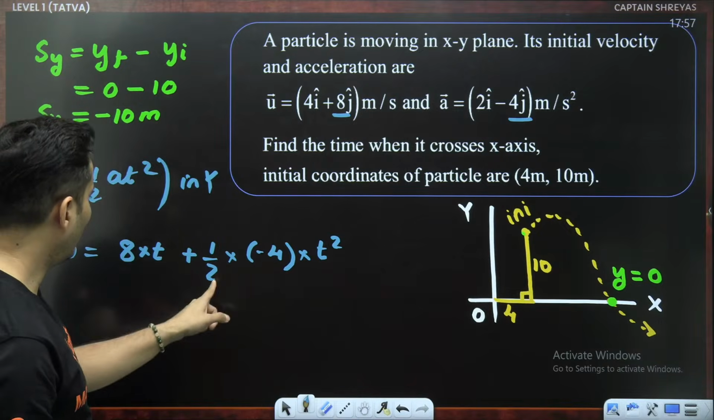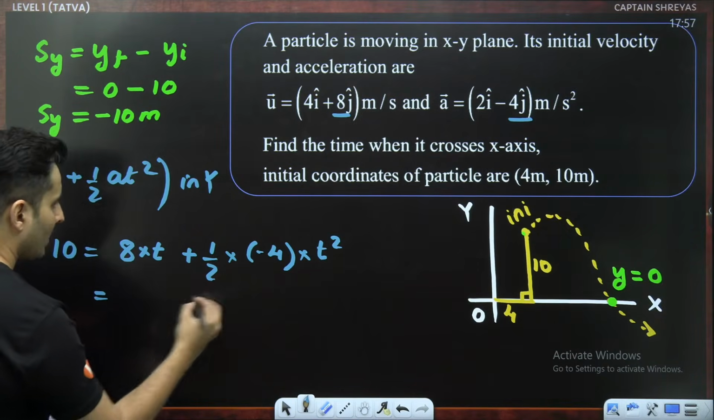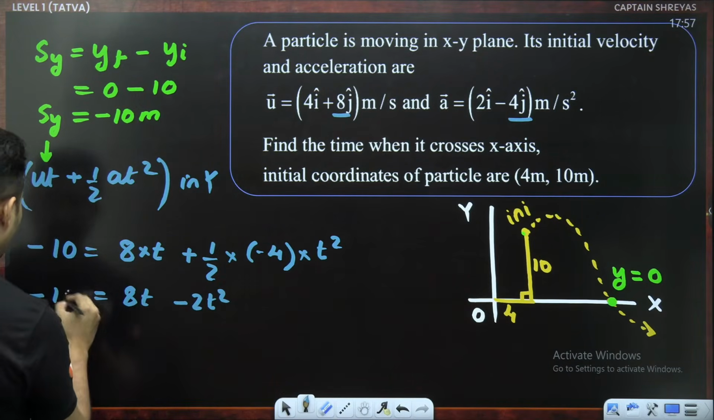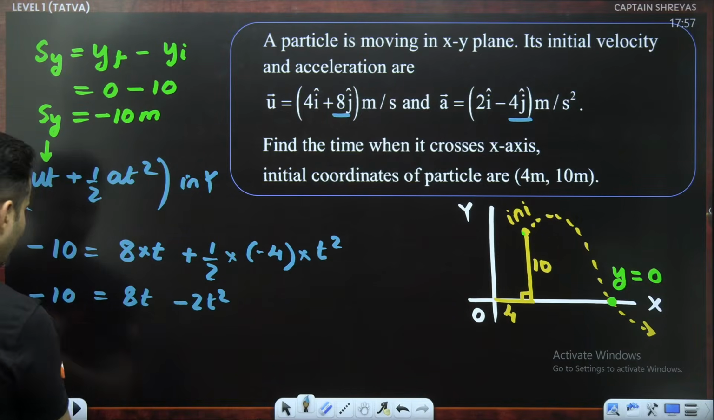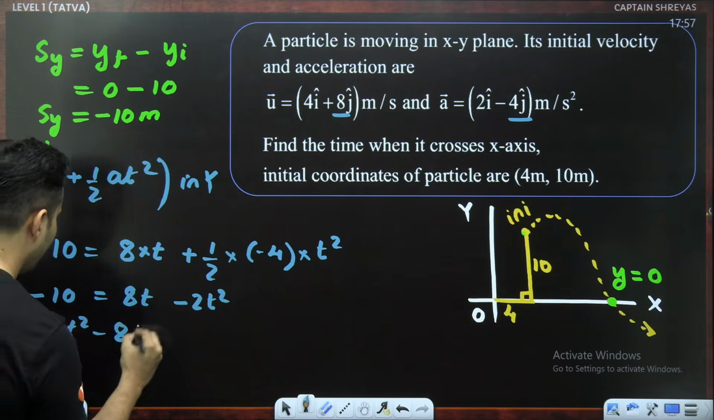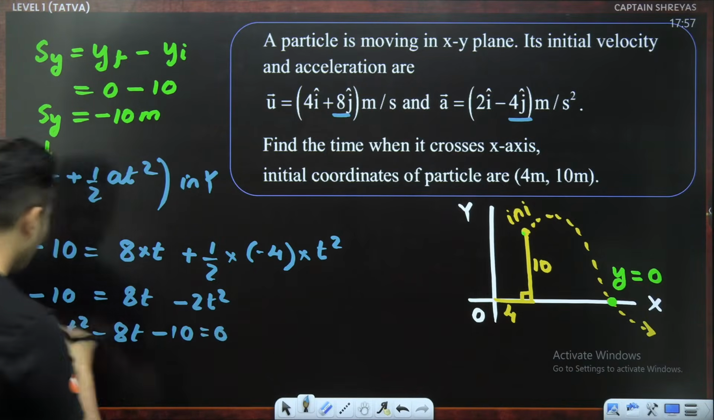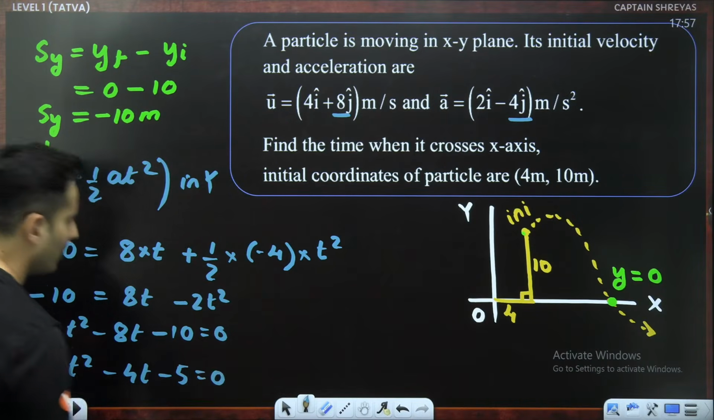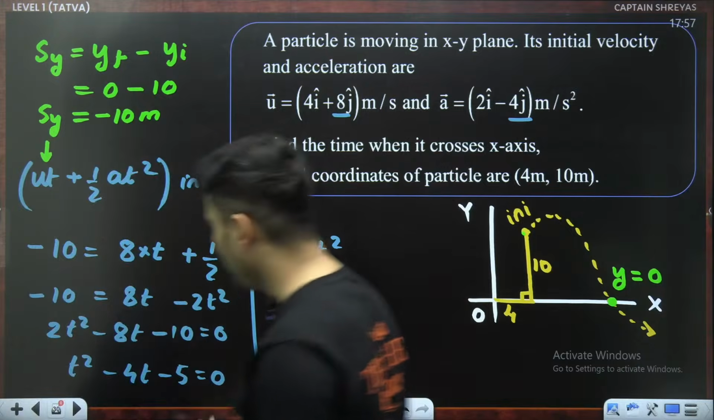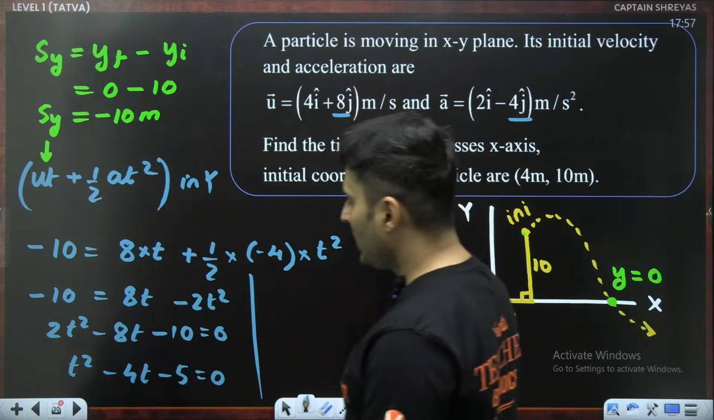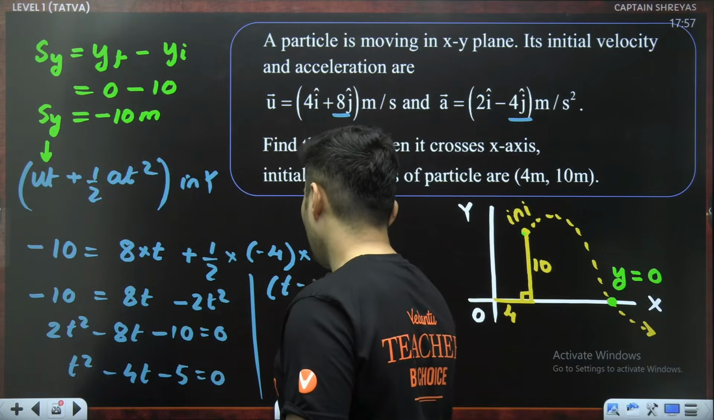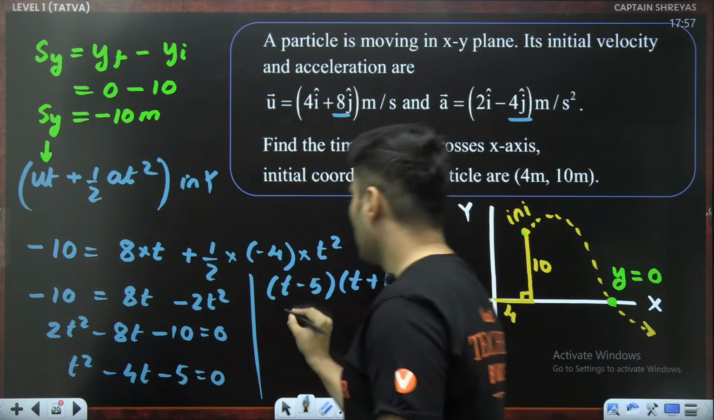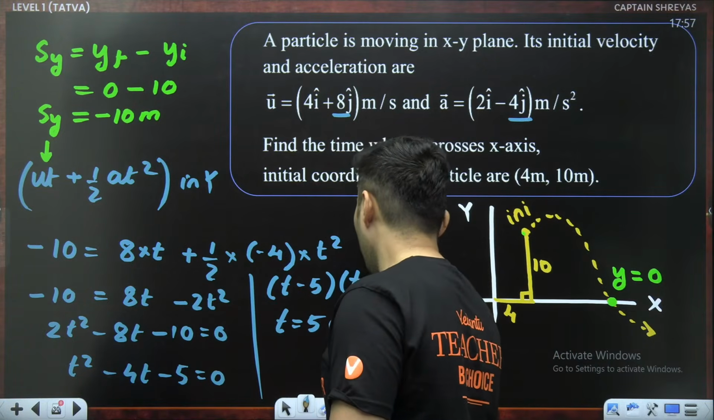Let's see. 4 and 2 cancel, so it becomes minus 2t square. This becomes 8t. This is minus 10. So take 2t square and 8t to one side: 2t square minus 8t minus 10 is 0. Divide by 2, it becomes t square minus 4t minus 5 is 0. It's a proper nice quadratic equation. t minus 5 into t plus 1 is equal to 0. So t is equal to 5 or minus 1.